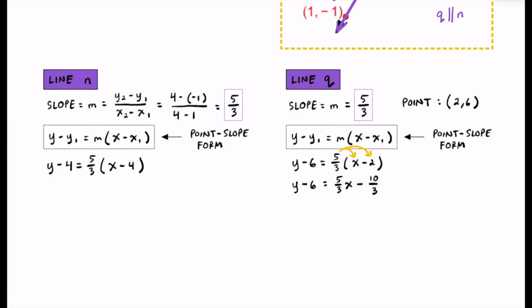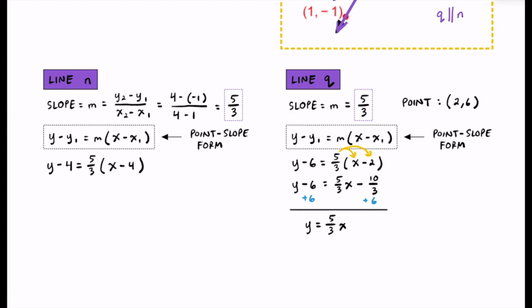Okay, now if we're going to go ahead and isolate this y on the left by itself, let's just add 6 to both sides here. So if we add 6 and add 6, we're just going to get y on the left side, and that's going to be equal to this 5/3 x on the right side.